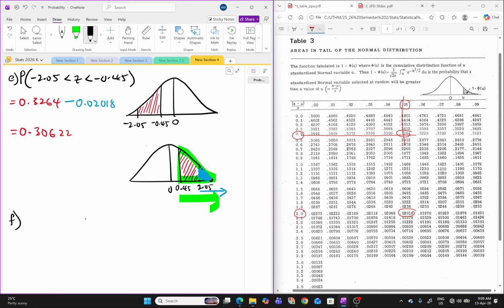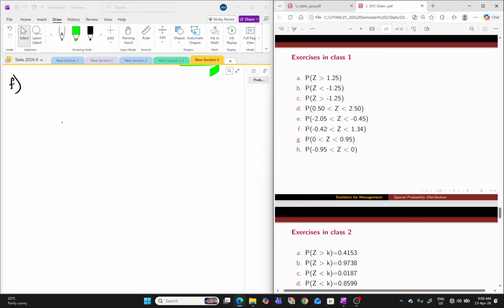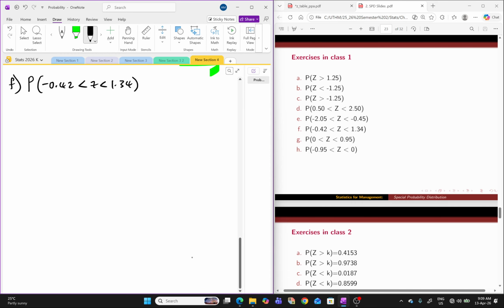Okay, E done. We are going for F now. For F, you guys try. I hope you guys know how to read the table now. Okay, try this one. Shade it, try to find the answer.